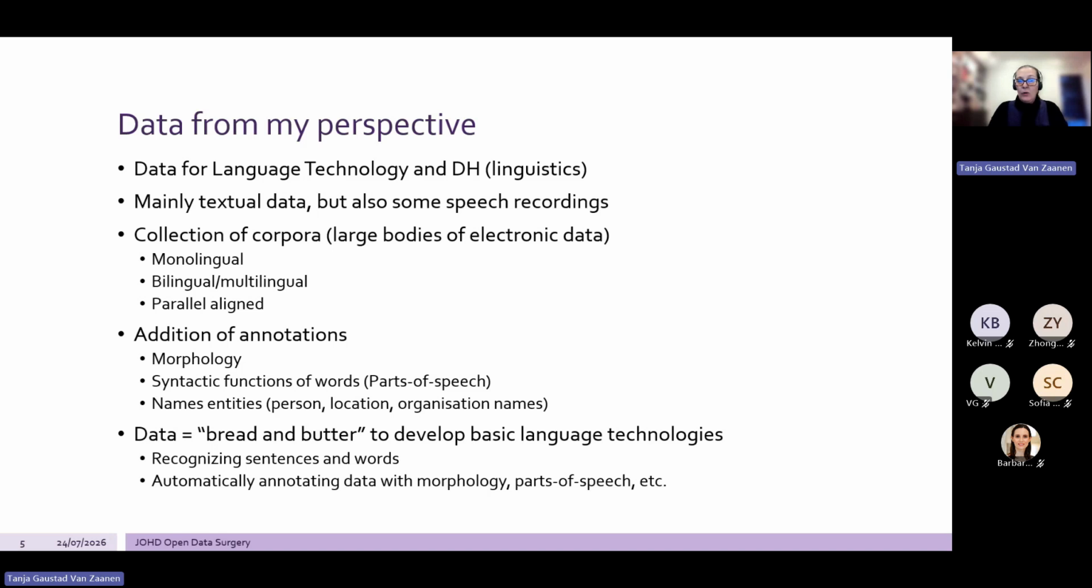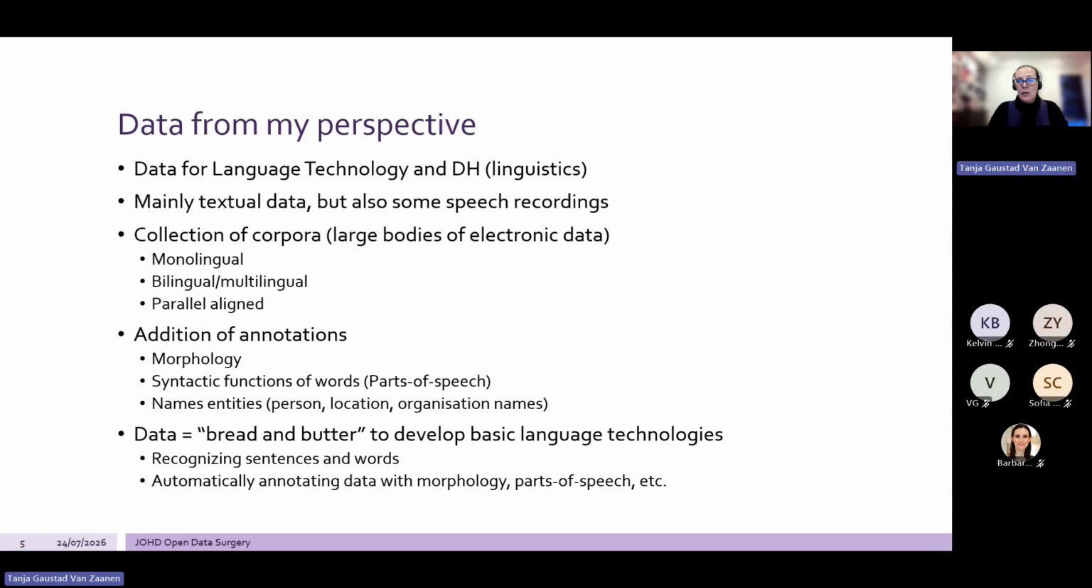And we focus on collection of what are called corpora, which are large bodies of electronic data. And there we have different ones. We have monolingual ones where you just have the one language. Some are bilingual or multilingual, and then not necessarily the same data, but just several languages represented in the corpora. And then we also work on parallel aligned corpora for machine translation.